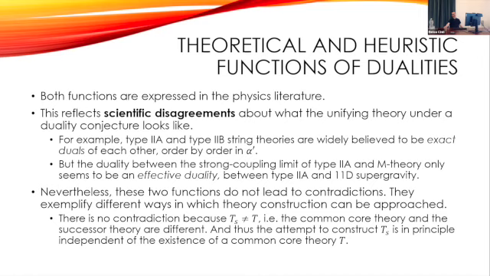And the reason I mentioned scientific disagreements is that in the papers, actually, people give various different verdicts about the different examples. Nevertheless, these two functions, I claim, do not lead to contradictions because they simply exemplify different ways in which theory construction can be approached. So precisely because TS is not equal to T, they are different theories, and so there's no contradiction in these two ideas. The two ideas are realized by different theories.